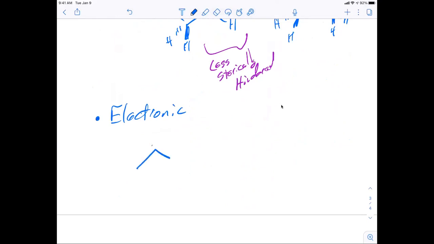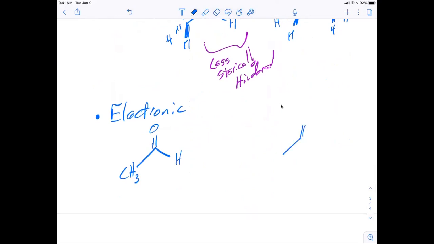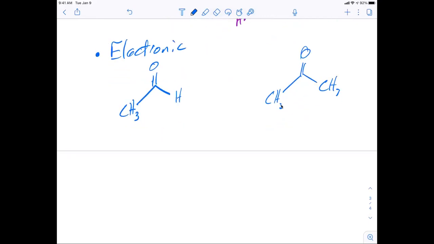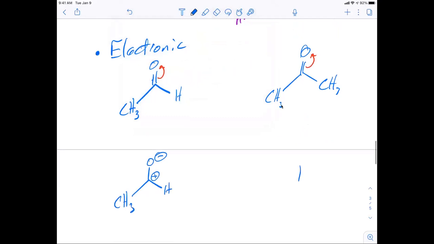So if we think about the oxygen, the aldehyde versus the ketone, okay, and it's a little bit hard to think about them this way. So let's go ahead and show them as the resonance contributor. So what we have here is the oxygen negative, right, with the positive hydrogen here, CH3. Over here, we have the oxygen negative, hydrogen here.